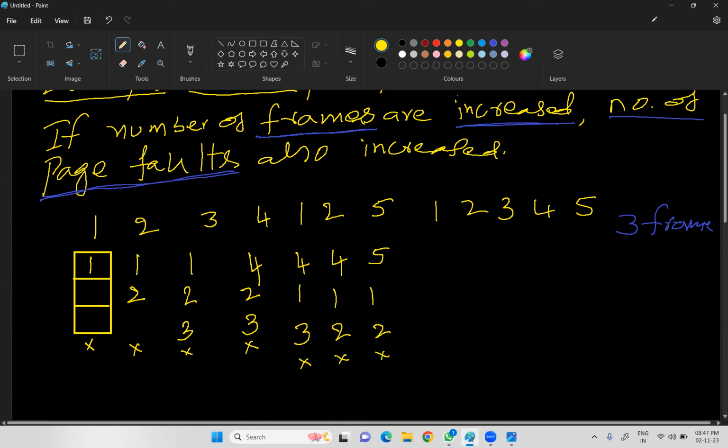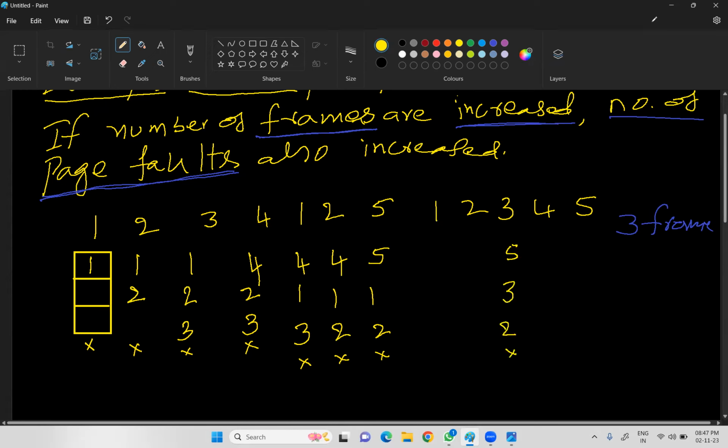Then followed by 1. The next page is 1. Yes, 1 is already there, no page fault. 2, the next page is 2, there is no page fault here. Then 3, so therefore the page introduced longest ago will be 1. So therefore 5, so 3, 2, this is the next page fault.